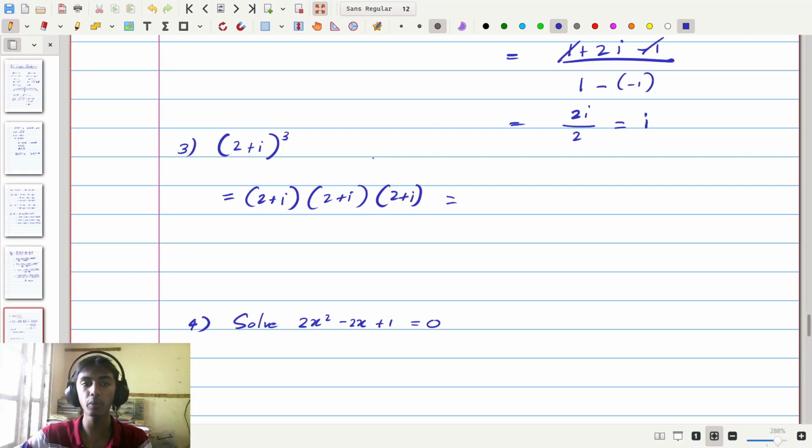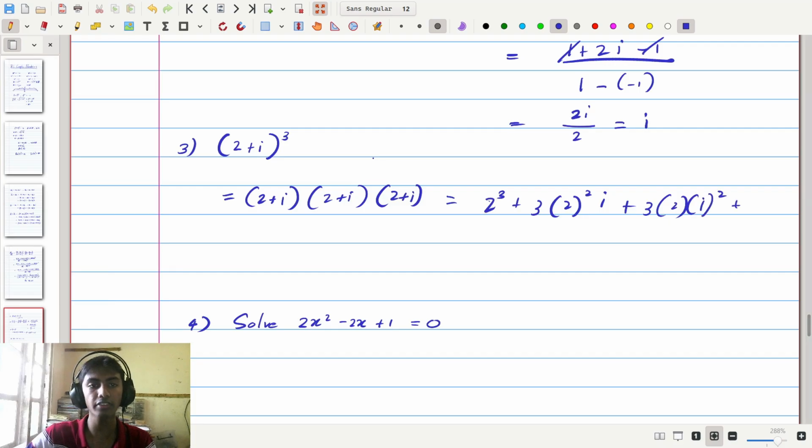So if we do it that way, if we use the binomial expansion on this, we're going to get 2 cubed + 3 times 2 squared times i + 3 times 2 times i squared + lastly i cubed.